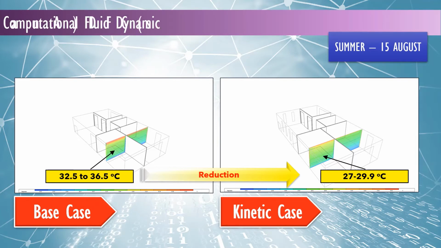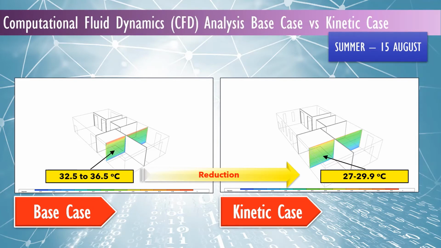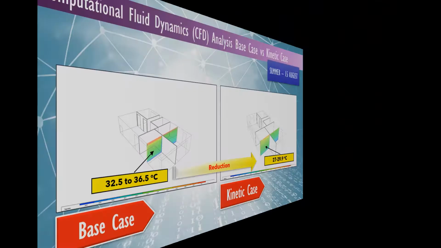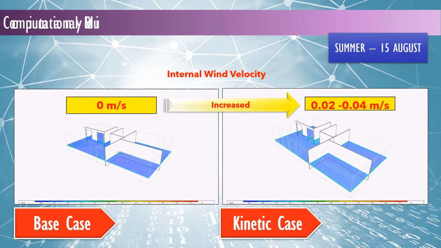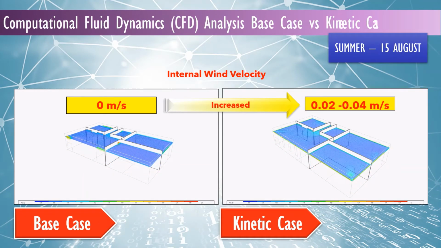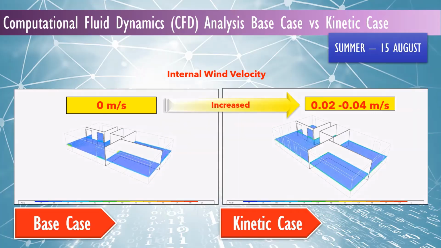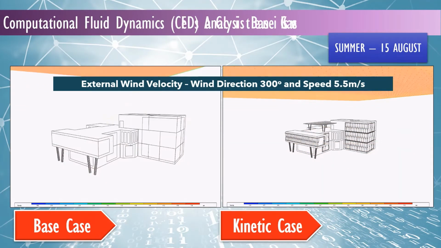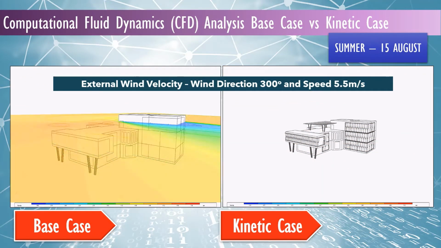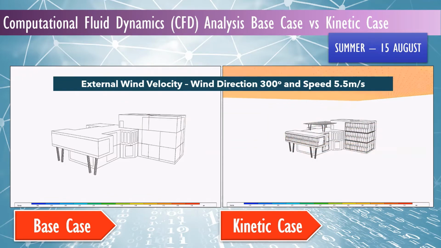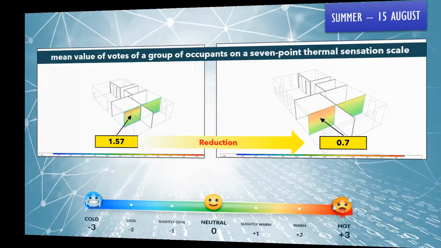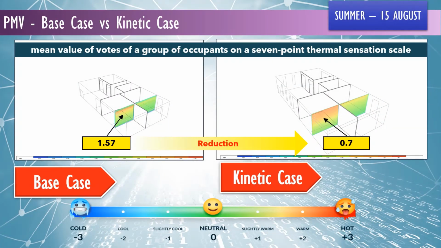Computational fluid analysis. Temperature was reduced by more than 17%. Internal air velocity has improved slightly from base to kinetic. External wind velocity was taken at 300 degrees and speed 5.5 meters per second. As for the PMV, reduction was from 1.57 to 0.7, which is closer to the neutral.